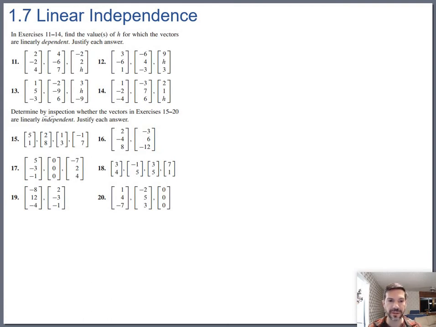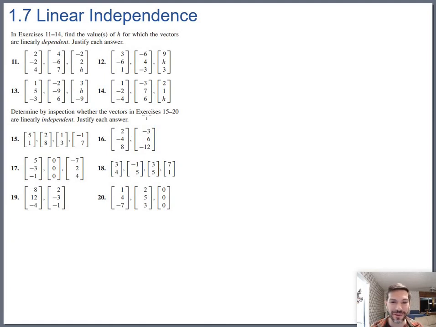15 through 20, they say determine by inspection whether the vectors are linearly independent. By inspection is a mathematician's code word for just look at it. So you shouldn't have to do any work. So by inspection is your favorite phrase from now on in math classes. Hopefully you will just be able to look at these and say, yes, they're dependent, or no, they're independent.